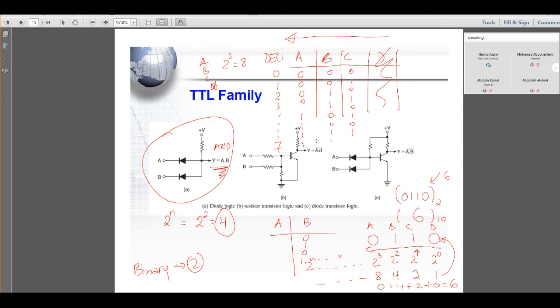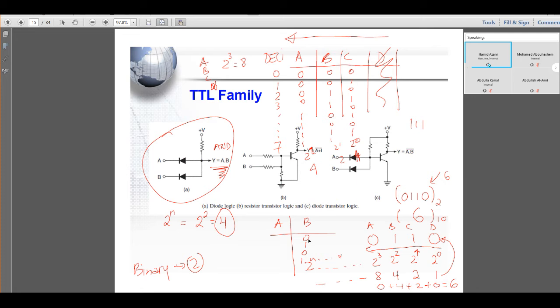Okay, this is 2 to the power of 0, 1, and 2. So it will be 1, 2, and 3. To the power of, no, this will be 4, to the power of 2. 4 plus 2 is 6, plus 1 is 7. So 3 ones means 7 in decimal. So this is how you can do your truth table.